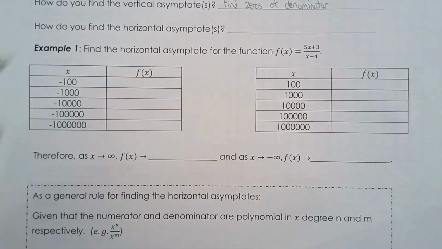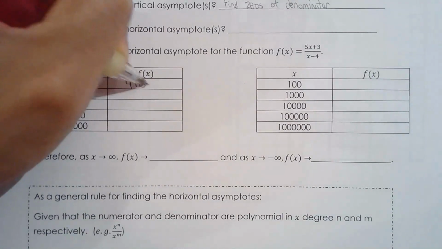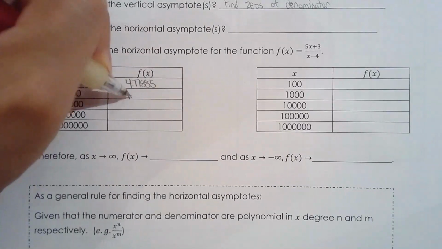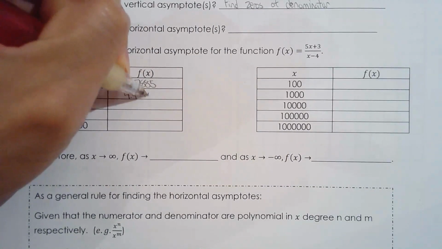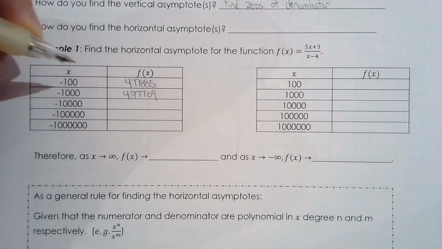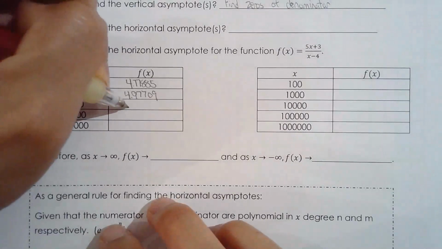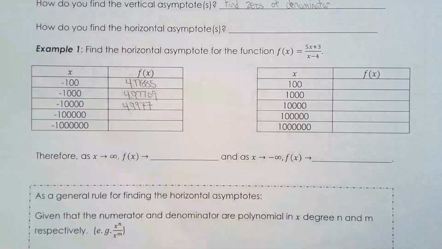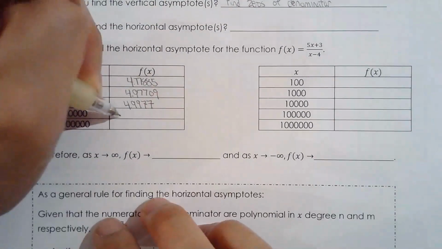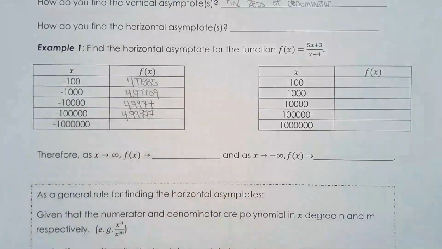For the negative x values, f of x is about 4.7785, then 4.97709, then 4.9977 for negative 10,000, then 4.99977 for negative 100,000, and 4.99977 for negative 1,000,000.